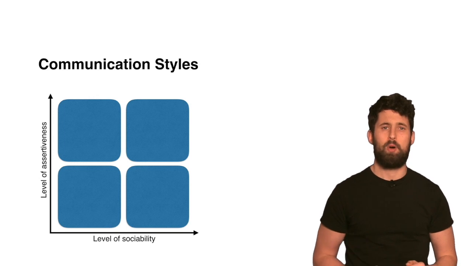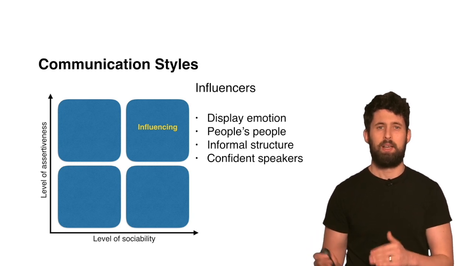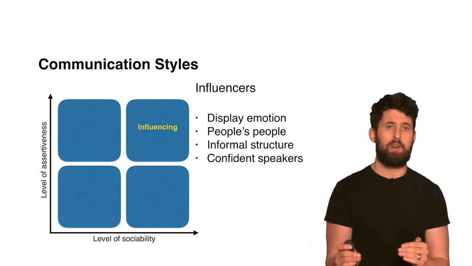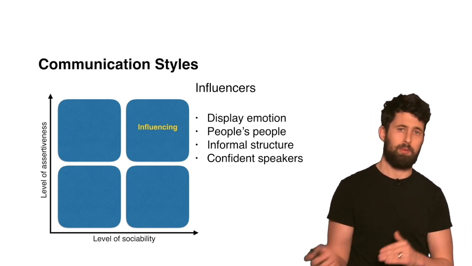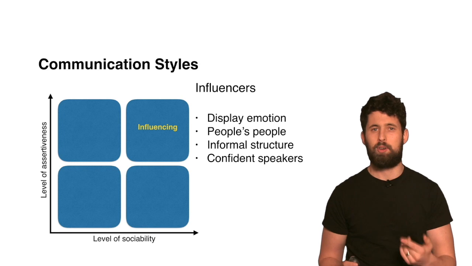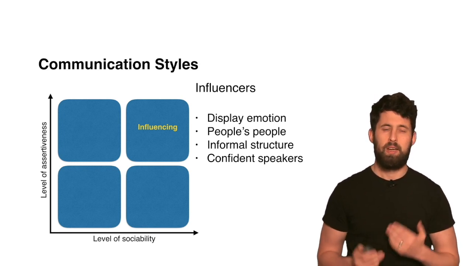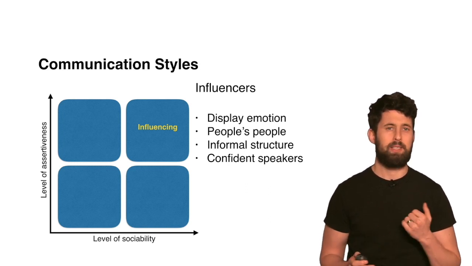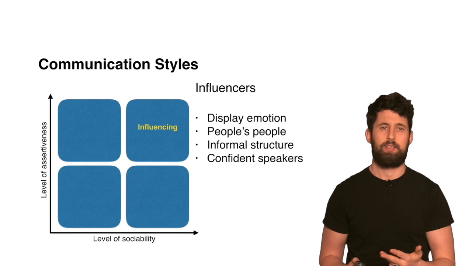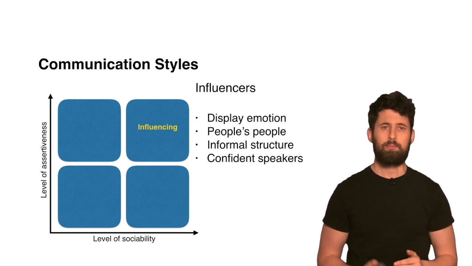So the first group are those with high levels of sociability and high levels of dominance, and they're influencer type personalities. So influencers are generally extroverted, aren't afraid of displaying emotion, and they're all around people. They prefer informal communication and structures, and they're comfortable being the center of attention, and they're not shy about expressing their opinions. So influencers typically make great salespeople, entrepreneurs, or trainers, and they're great at motivating themselves and motivating others.